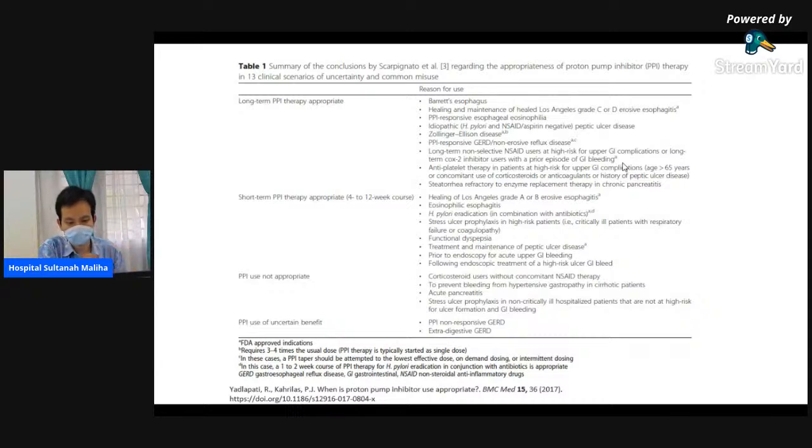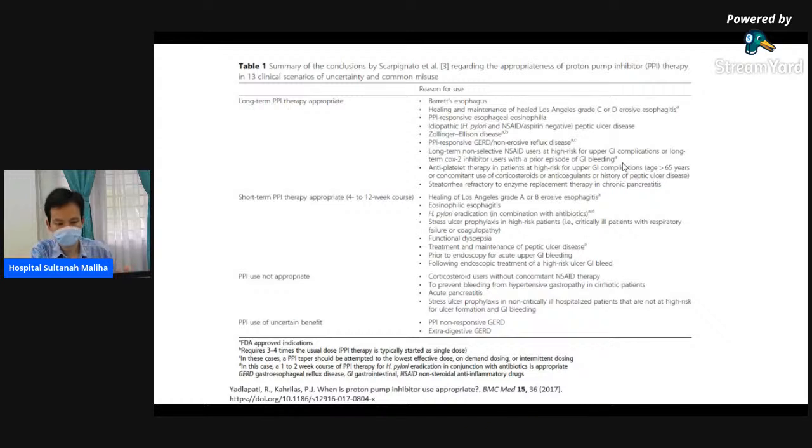In which cases PPI is not appropriate per se: corticosteroid use without concomitant NSAIDs, prevention of bleeding for hypertensive gastropathy in cirrhotic patients, which is something that is quite debatable per se, I can say, acute pancreatitis, and stress ulcer prophylaxis in non-critically ill hospitalized patients that are not at high risk of ulcer formation and GI bleeding. So this one we should bring to your attention today.